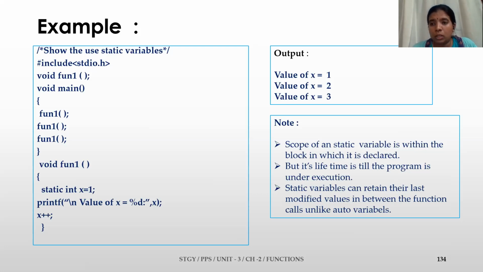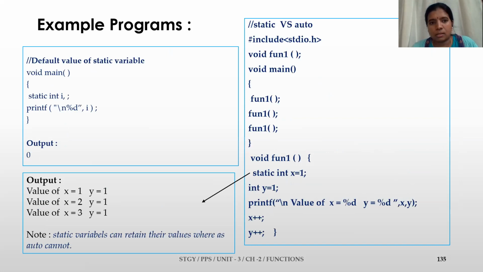If you want your local sub-program to remember the value of a particular variable and use it in the next iteration, then you have to use a static variable, because auto doesn't do this. Here I'm trying to predict the default value of a static variable. We all know the default value of a static variable is 0. When I initialize a static int and print its value, I get 0.